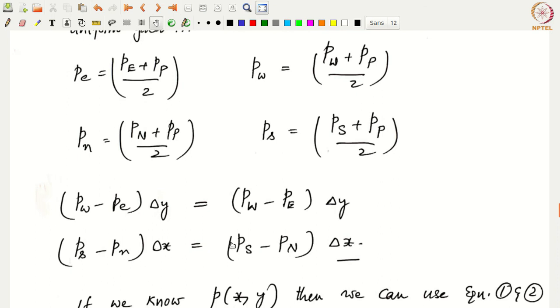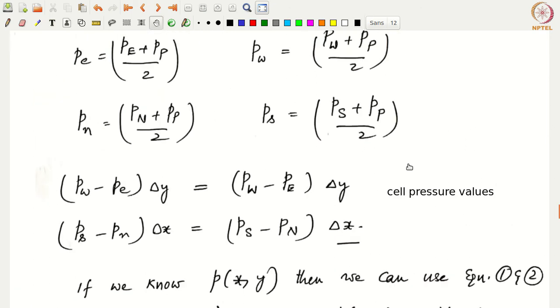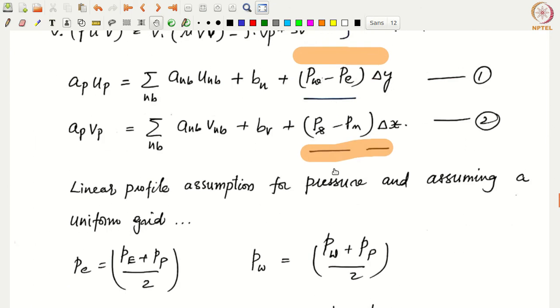So this is P_S minus P_N times delta x. Okay, alright, so now we have translated the pressure gradient terms from phase pressures into cell pressures. So these are now in terms of cell pressure values. Essentially, if we know the pressure field, that is, if somebody gives us P(x,y), then we can use the equations above and calculate the velocity field.